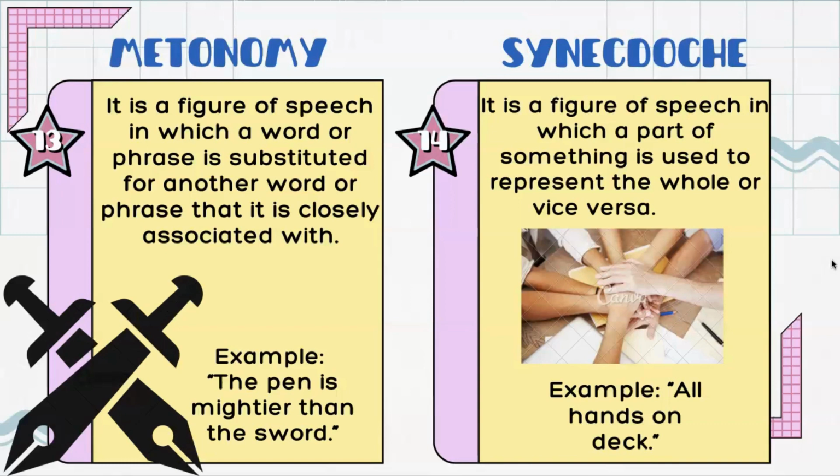Let's see the example. The pen is mightier than the sword. The pen is used to represent writing or communication, while the sword represents warfare or violence. This phrase suggests that words and ideas have more power and influence than physical force. Let's see the example for synecdoche. All hands on deck. Here, hands is used to represent the entire crew or team. So that's a part used for the whole. Let's move on to the next figure of speech.